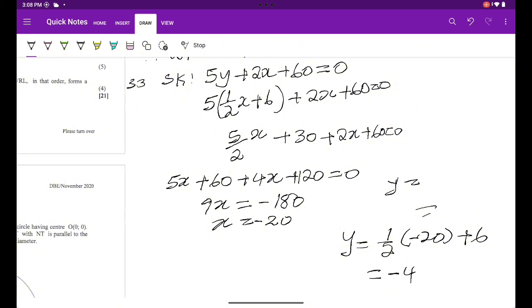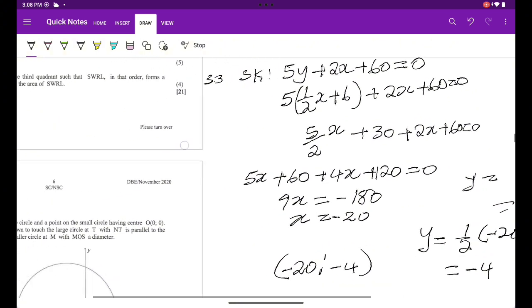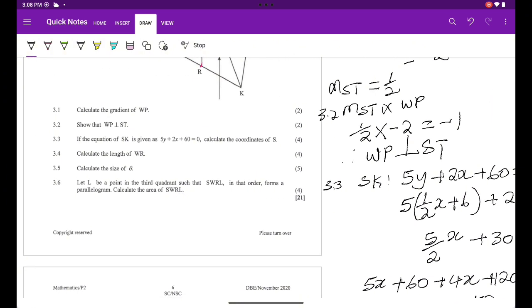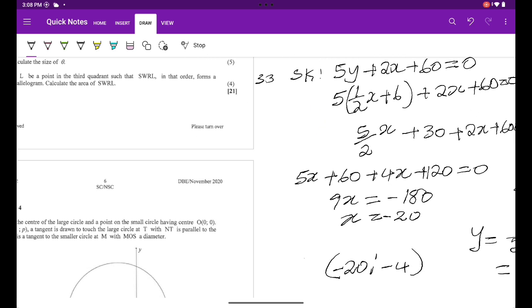So it means the given coordinates are negative 20 and negative 4. So that was the question asked. So those are the coordinates of S. So it means the coordinates of S are negative 20 and negative 4.